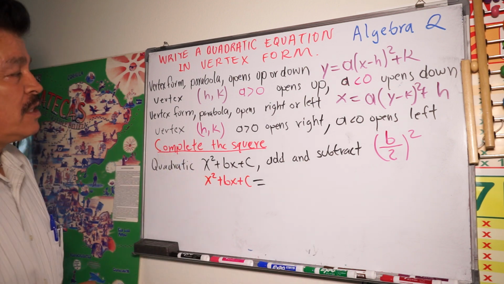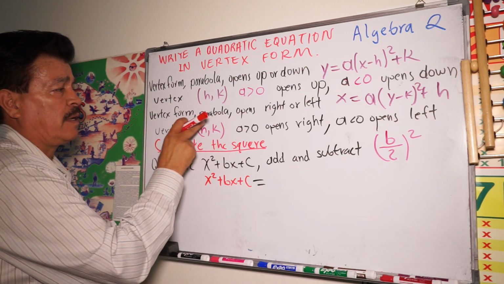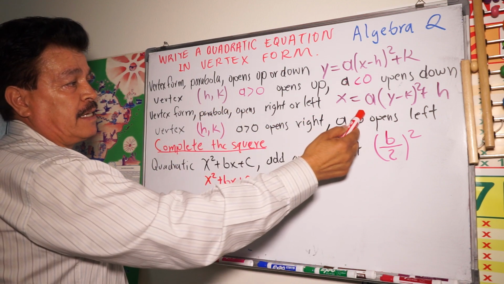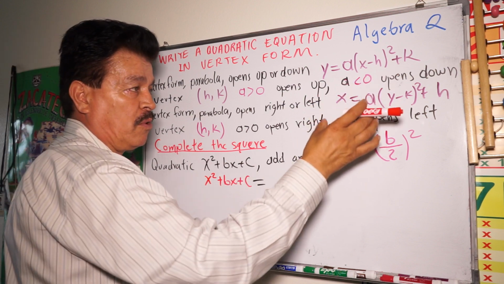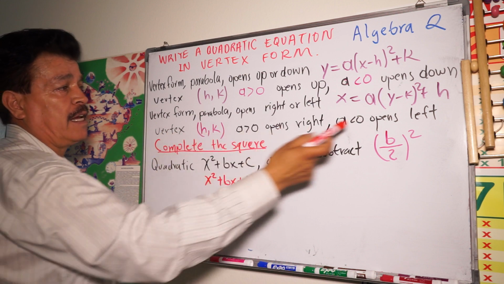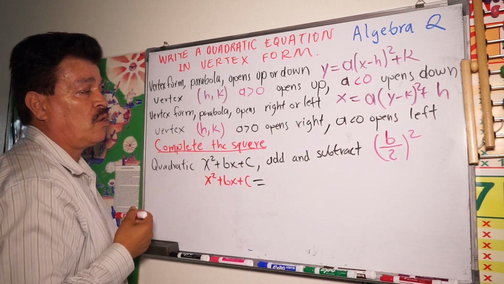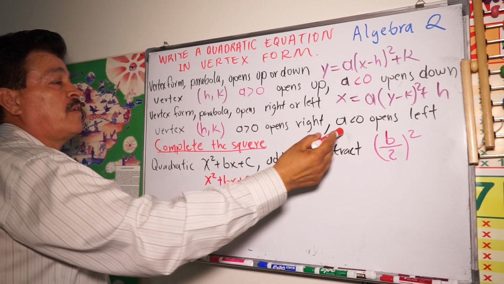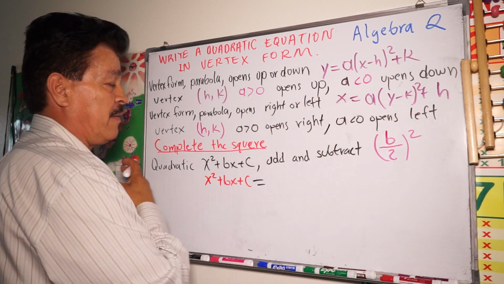If a is less than 0, the parabola opens down. We have another concept in the vertex form parabola. When it opens right or left, it is in this way: x equals a times y minus k to the second power plus h. The vertex is h and k. If a is greater than 0, then it opens right. If a is less than 0, then the parabola opens left, right?